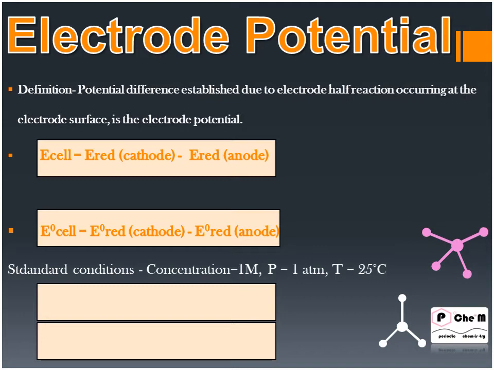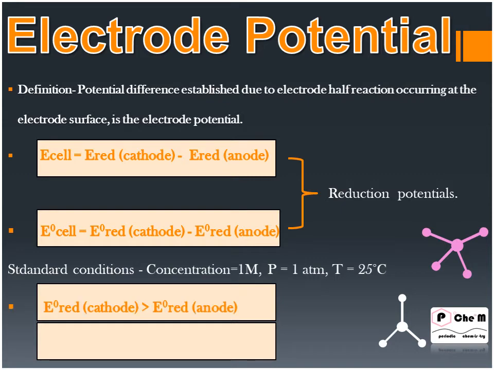There are various forms of these formulas given in the textbook, but we will remember just cathode minus anode to avoid confusion. And remember that whenever we are using cathode minus anode, the potentials are going to be the reduction potentials. Now let's see another formula: E naught reduction of cathode is greater than E naught reduction of anode. So this is always true, that the cathode is always going to be greater than the anode. Now what if we are given oxidation potentials?